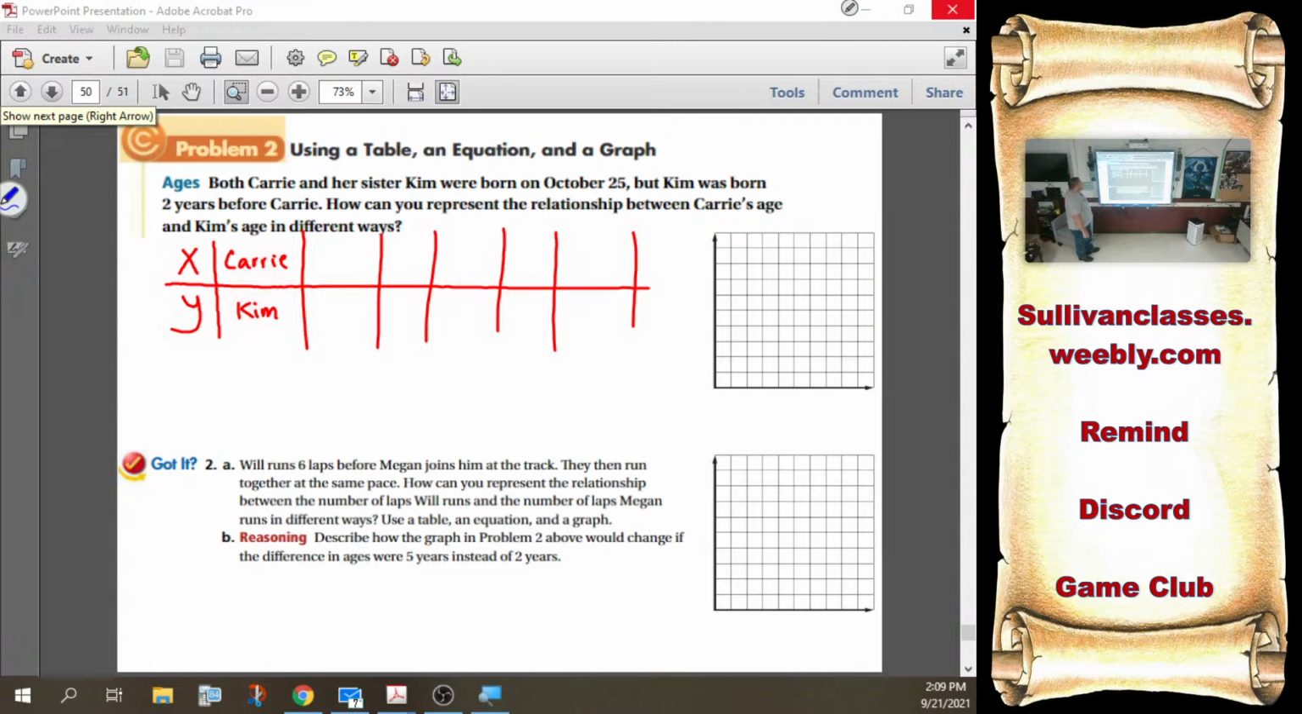So, Kim was born 2 years before Carrie. So if Carrie is, I don't know, 6, little kids, how old is Kim? If Carrie is 7, Kim is. If Carrie is 3, 5. Right? You just fill it in with numbers. 4, 6, 8, 10. And then plug them in. If I go to 6, 8, remember your coordinates. X, Y.